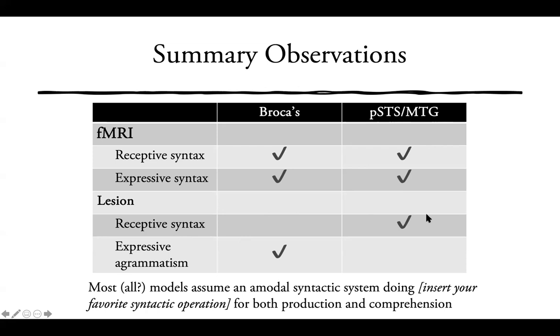Now, this asymmetry is inconsistent with the typical assumptions in the field. That is, that most, or perhaps even all models that I'm aware of, assume an amodal syntactic system doing, and you can insert your favorite syntactic operation, merge, or whatever your favorite is, it's doing that for both production and comprehension. But we see this asymmetry in the involvement of posterior and anterior regions according to whether it's a receptive or expressive task.